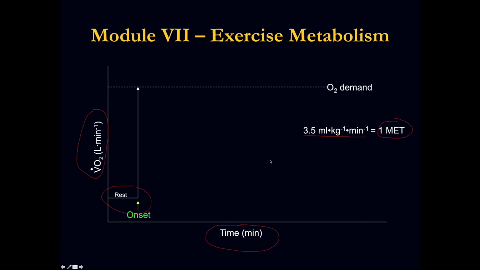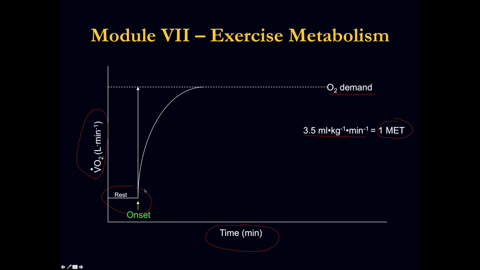Now if we suddenly begin to exercise here at the onset, we don't automatically go from this resting value to the matching of O2 demand, which is represented by this dashed line that you see here. That doesn't happen instantaneously. There is a lag time there to increase the oxygen consumed. In other words, the cardiovascular system has to have time to adjust in order to deliver sufficient oxygen to the working muscle to match the O2 demand for that particular given intensity. So this oxygen curve ends up looking something like this.